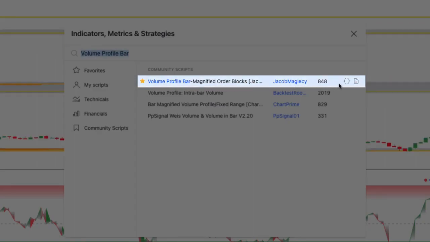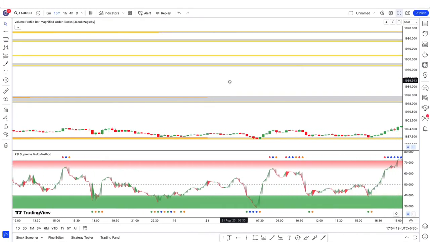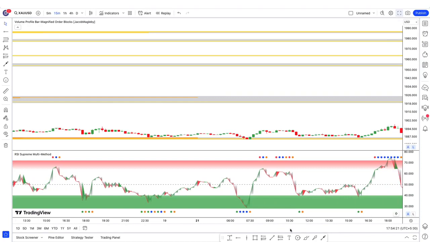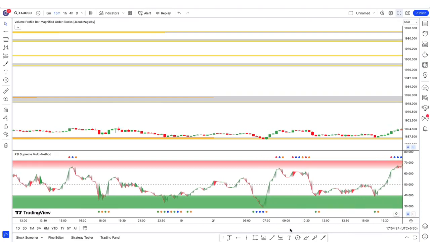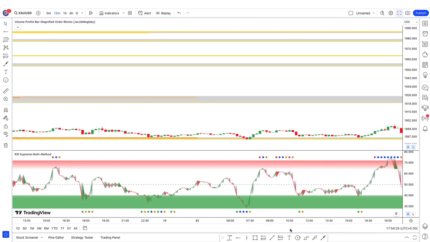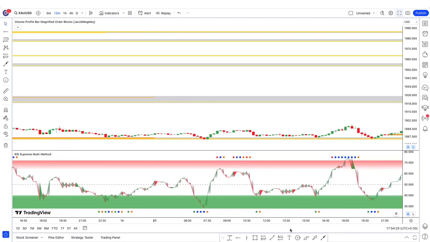Click on it to install it on the chart. The second indicator of this strategy is probably the most significant one. Why is that, you might ask? Well, it's because this tool analyzes the market in a totally new way.